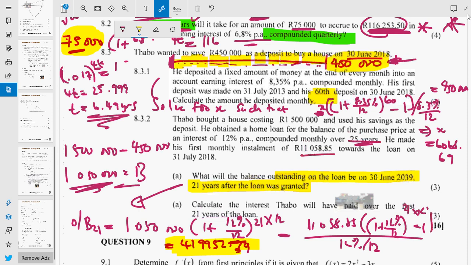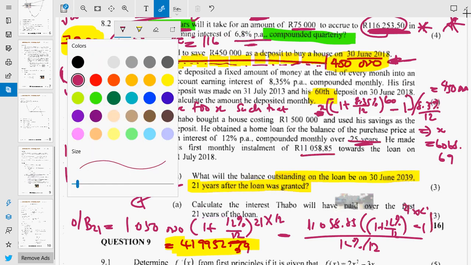I'm sure people that were doing this question, they just wanted to disappear. It's not a difficult question, but there are small things here and there to catch you. So you have to think about what you're writing rather than just quoting formulas. Now the last part of the question is asking us the interest Thabo will have paid over the first 21 years of the loan.